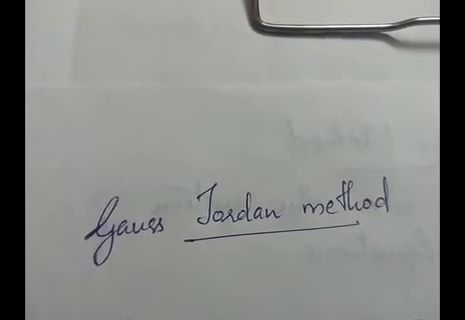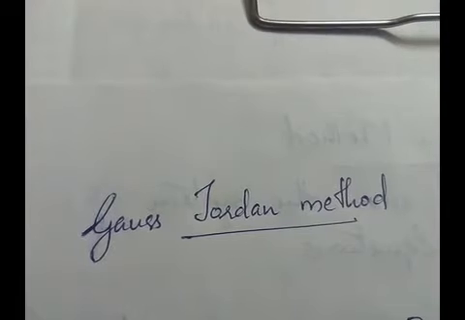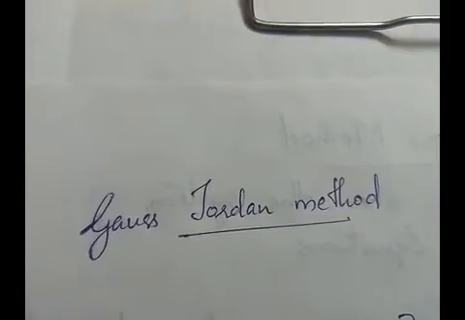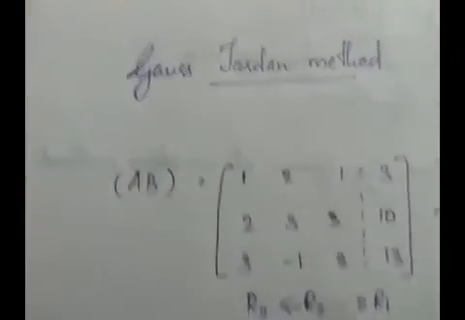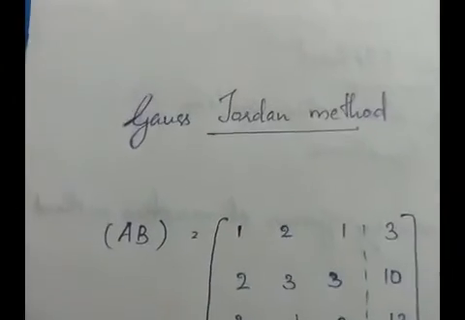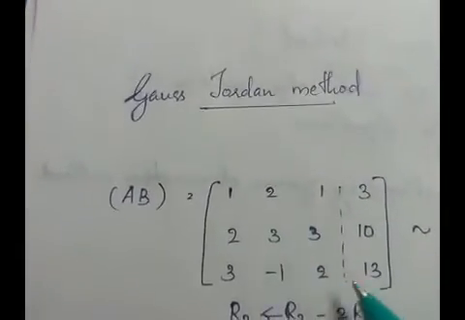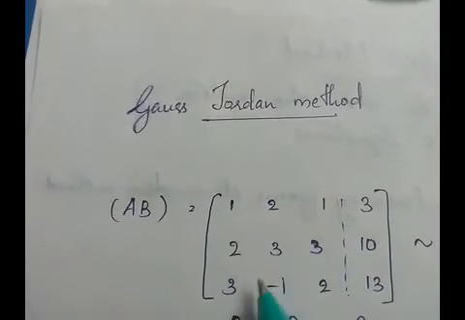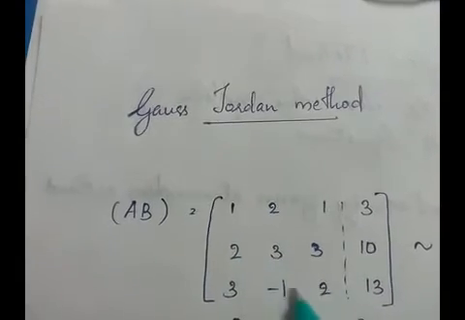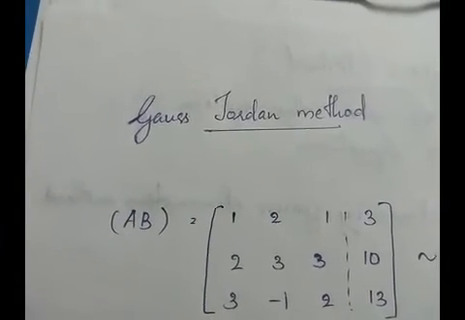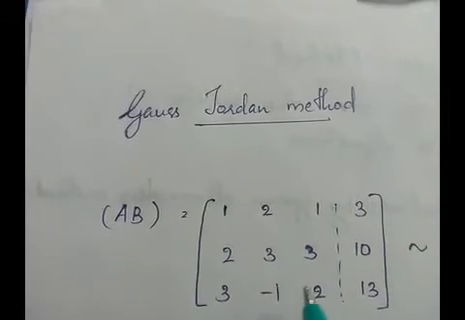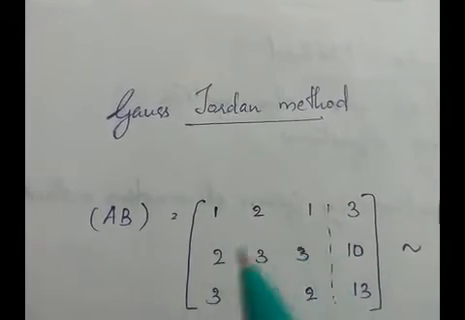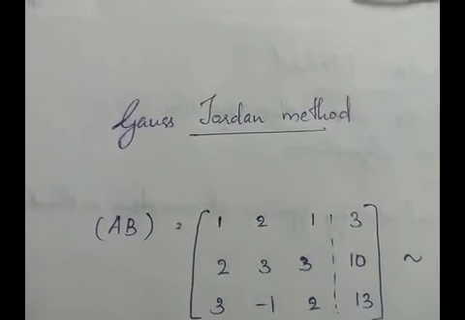Now we will take the same question which we used in the Gauss elimination method. In that method, this was the augmented matrix. Here the diagonal elements are 1, 3 and 2. We have to convert all the elements above and below the diagonal elements to 0. Before, in Gauss elimination, we just converted the elements below the diagonal elements to 0, right? Here we have to convert the elements above and below the diagonal element to 0.